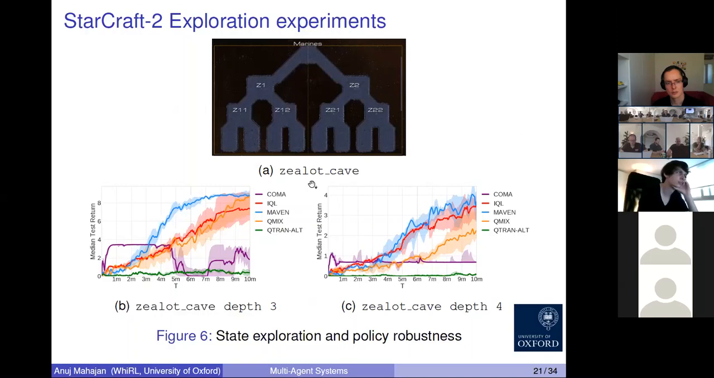So once again, in this problem, I tested Maven against other algorithms for different depths. And we found that Maven outperforms the other algorithms very nicely because it can associate all these paths which go from the root to the leaf nodes with different latent variables. And that helps it overcome the problem of exploration.